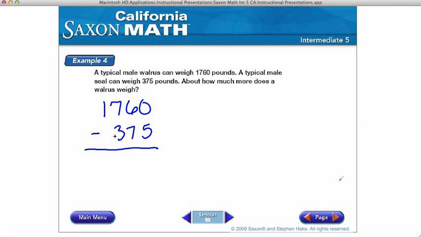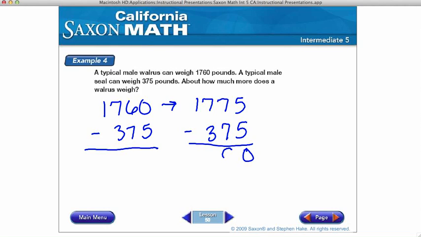So I see that I have 375 here. Well, I know that 75 minus 75 is 0. It's really easy to do in my head. So one option is to round 1760 to 1775 and use that as a compatible number and leave the 375 alone, because then I get 0. I get about 1,400 pounds.